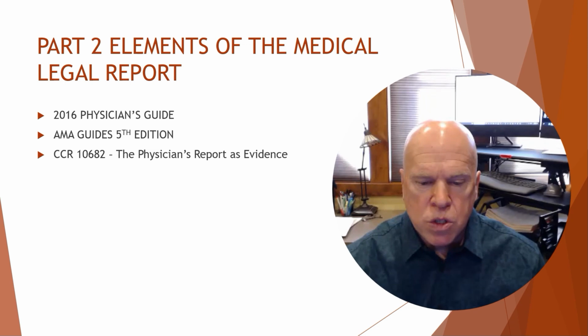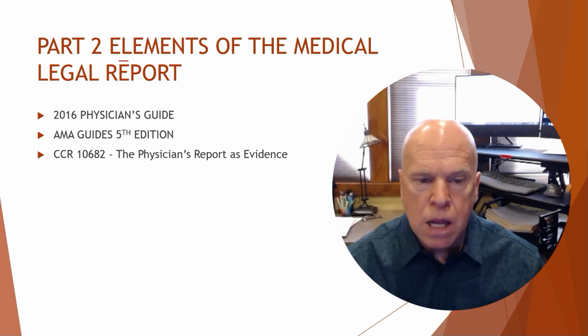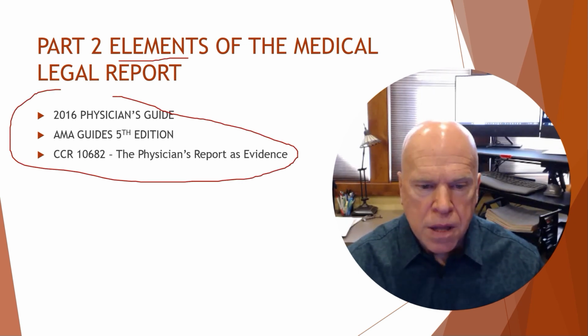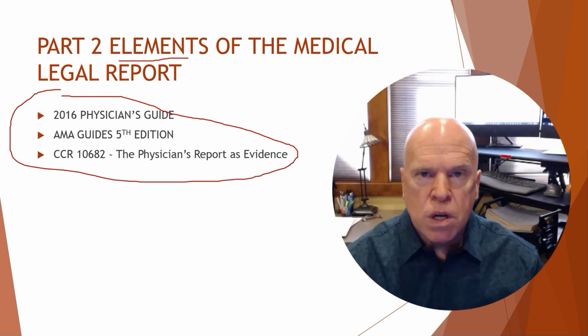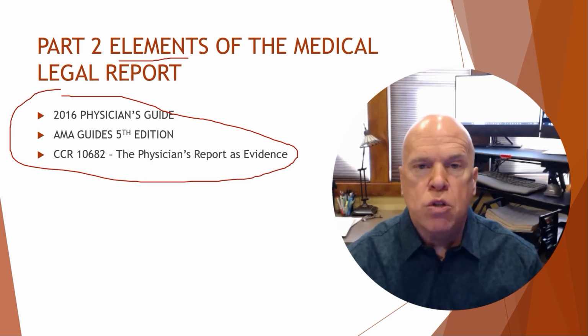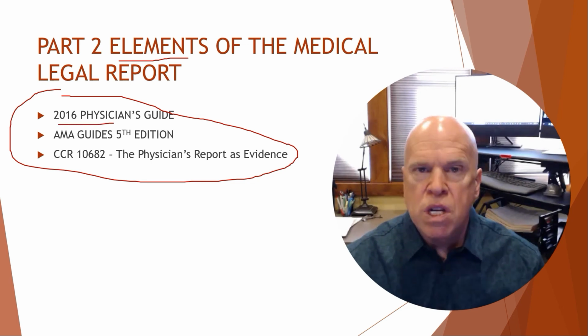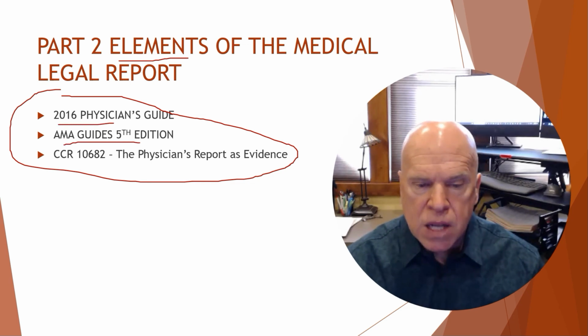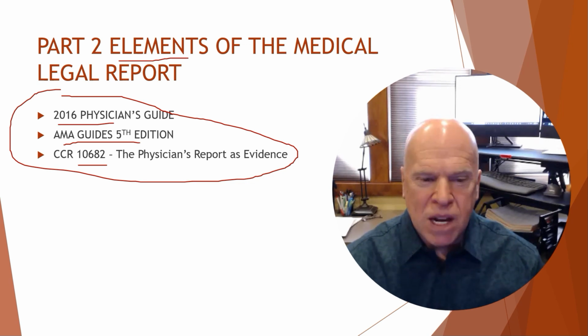Now, for this session, which deals with the component parts of the medical legal report, which are referred to as the elements of the medical legal report, we're going to have 3 main references that we're going to use to incorporate pieces from each of these references into constructing our own medical legal reports. And it's kind of an interesting situation because we have 3 references. We have the 2016 Physician's Guide, we have the AMA Guide's 5th edition, and then we have Regulation 10682. We're going to go over each of these and see what each of these have to say about what's required in a medical legal report.